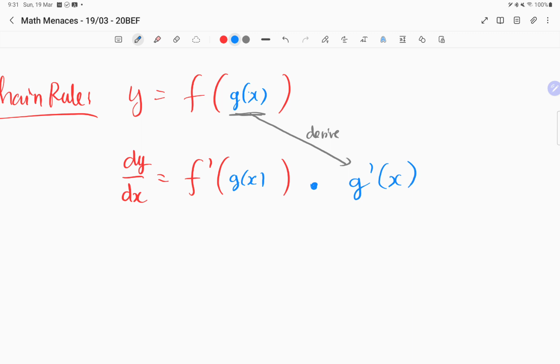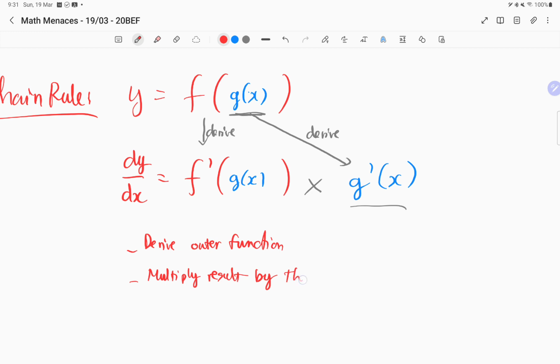Okay? So once again, I'll explain. First you derive the outer function, and then you keep whatever's inside the same, and then you multiply by the derivative of the inner function. All right, so I'll write the steps here. Derive the outer function, and then multiply the result by the derivative of the inner function. So these are the two steps that I normally use to explain.